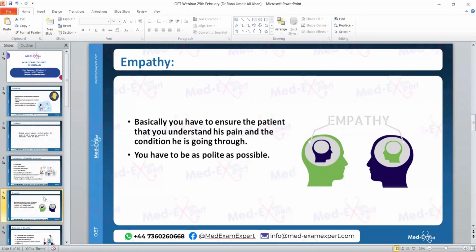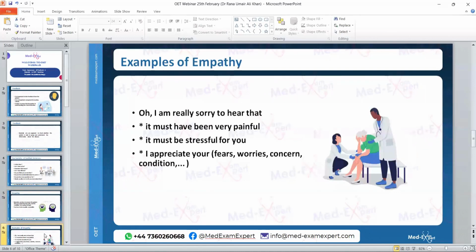Make sure you're extremely, extremely, extremely sweet. You're extremely polite. Don't be rude. Just show them extreme empathy. Think from their perspective. Think about what would be going on in their head. I'm really sorry to hear that. It must be really painful.